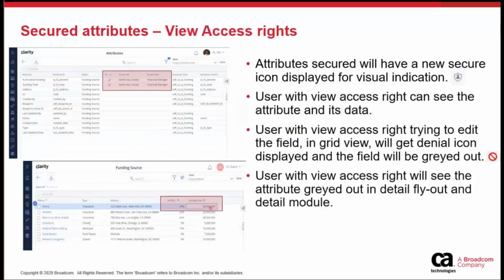If we grant somebody only view access rights, then again the attribute visual indicator is still displayed. The user can see the attribute data. However, when they try to edit that field, they will get the denial icon. In the grid view, they will get the red denial icon indicating that they cannot modify it. In the properties page, just double clicking on it, they will not be able to edit it.